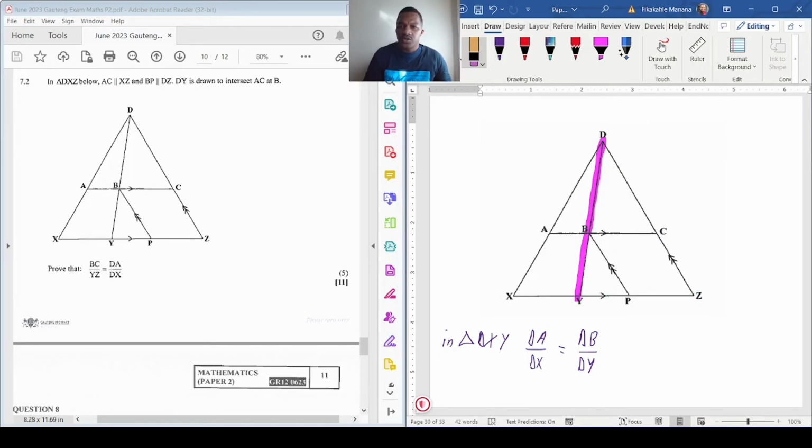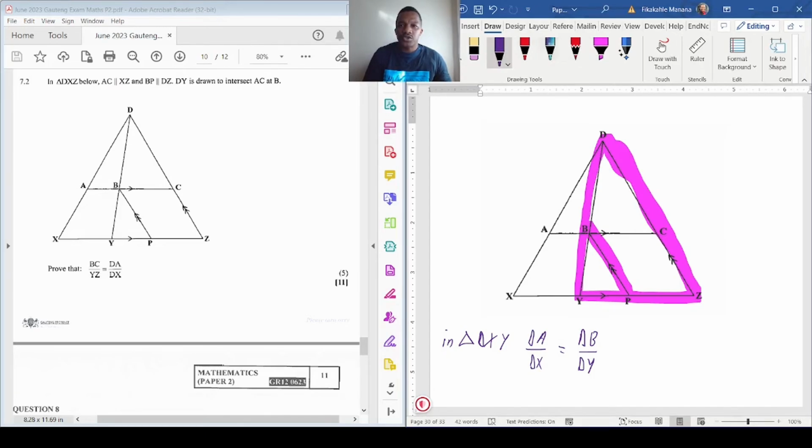DB using these parallel lines. Okay, DB is in this triangle, and that triangle uses these parallel lines, which is that parallel line and that parallel line, right? Now, the same DB, if I highlight it, using the other parallel lines in this triangle, you see that these are the parallel lines. So that's why I'm using DB as a common space.